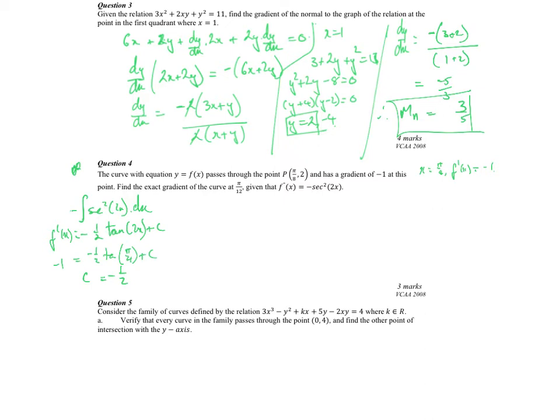So I've got f dashed of x will equal minus 1/2 tan 2x minus 1/2. We want the gradient of the curve at pi on 12. So f dashed of pi on 12 is equal to negative 1/2 tan of 2 times pi on 12, which is pi on 6, minus 1/2. Tan of pi on 6 is 1 on root 3, so we'll go with root 3 on 3, minus 1/2.